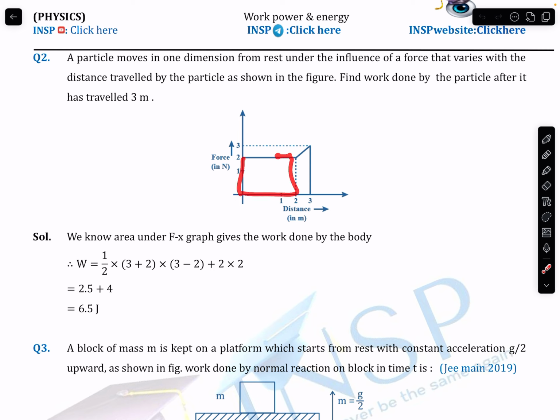2 into 2, that is 4 units, and here half the sum of parallel sides, so half of 2 plus 3, into the distance between them, that is 1. So when you simplify, you are going to get this as the answer. I hope it is clear to you.